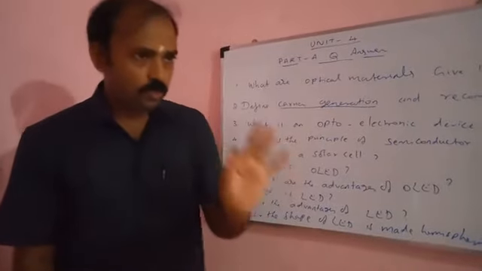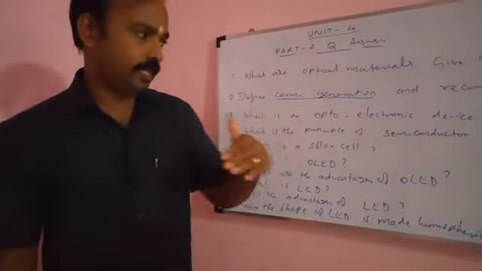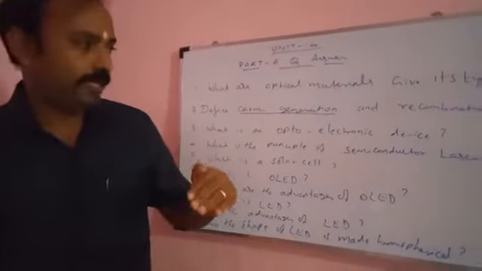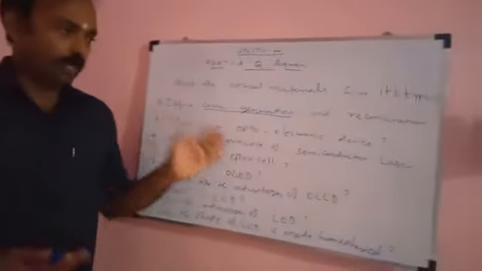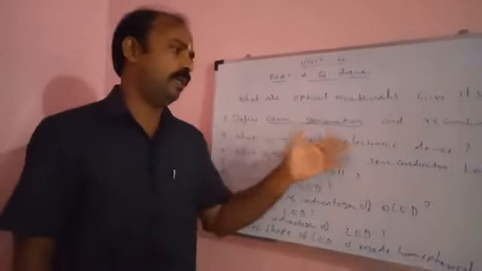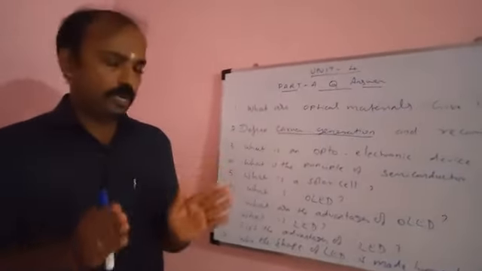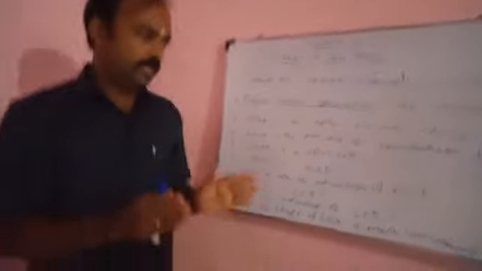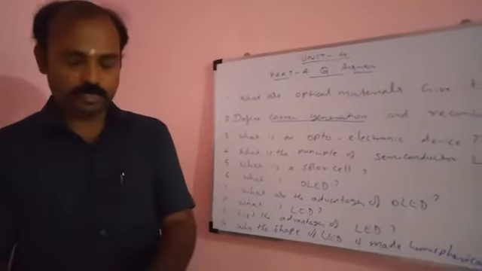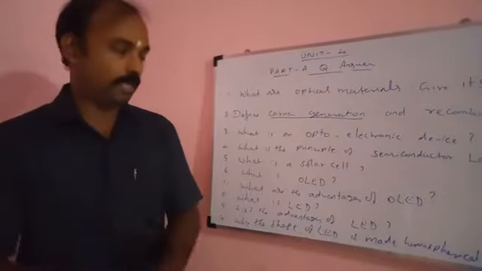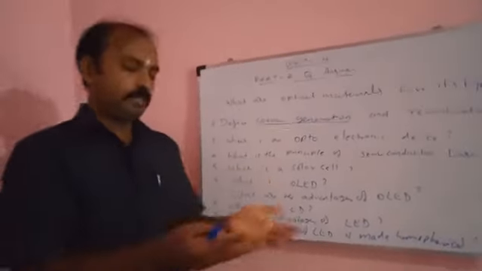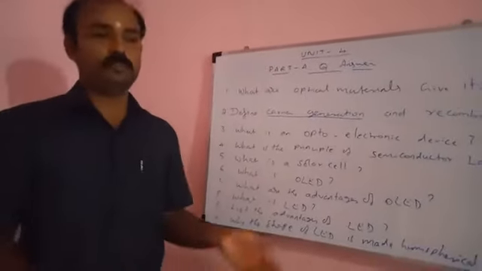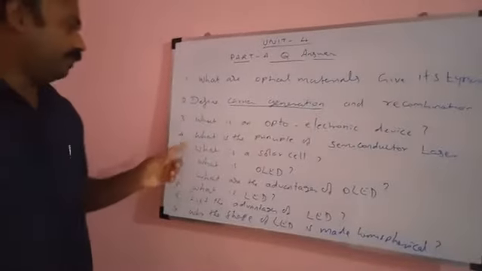Light energy into electrical energy and vice versa. At the same time, some devices may convert electrical energy into corresponding light energy; that also comes under the category of optoelectronic device. An optoelectronic device is a device which converts light energy into electrical energy and vice versa. So many devices we have: photodiode, solar cell, LED, and so many devices are there.